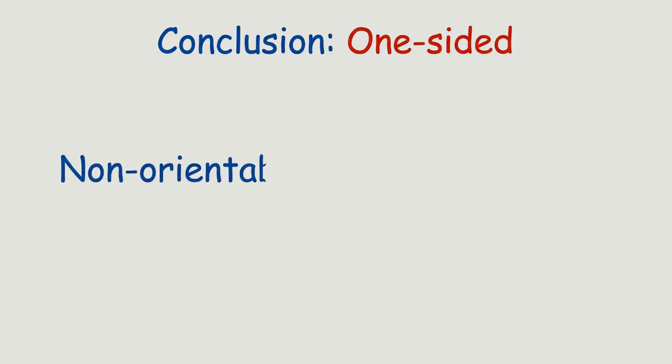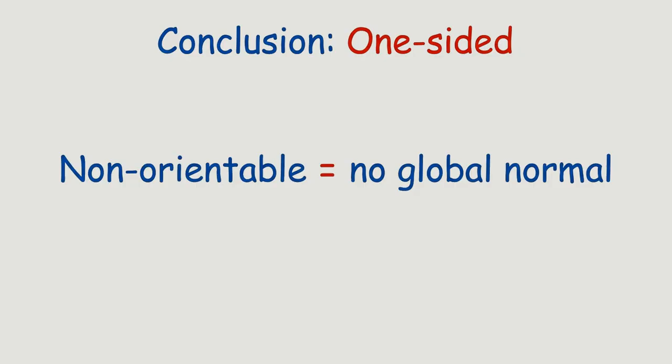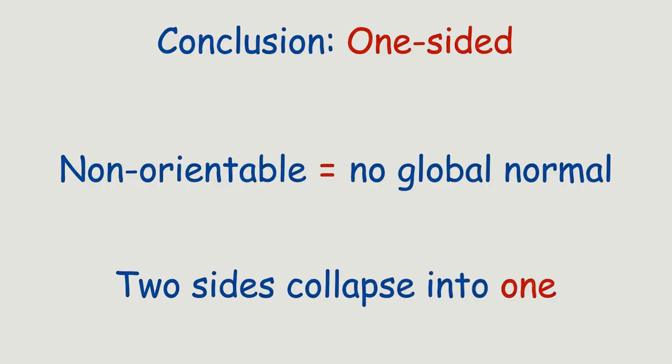So the conclusion is precise. A Mobius strip is one-sided because its edge identification reverses orientation. That reversal makes the surface non-orientable, which means no global normal vector exists, and without a consistent normal, the idea of two sides collapses into one.